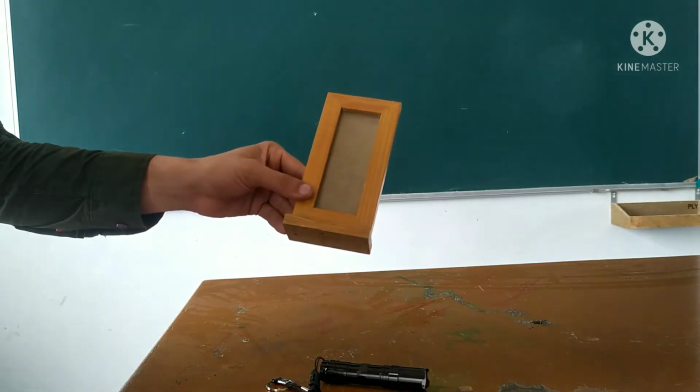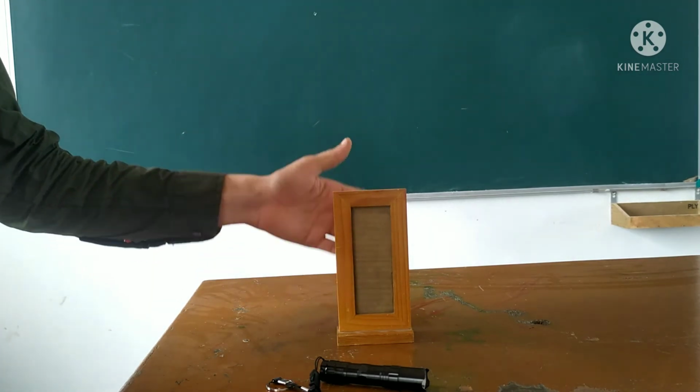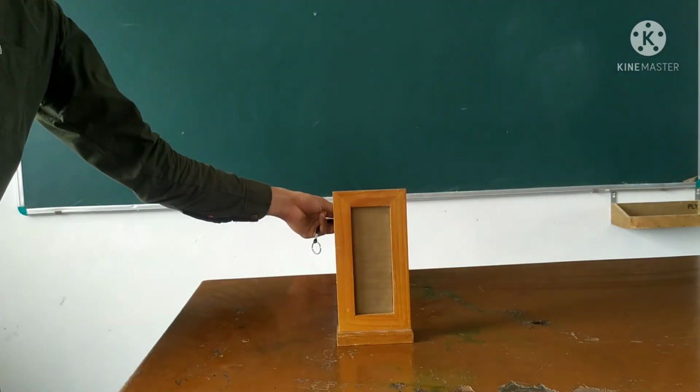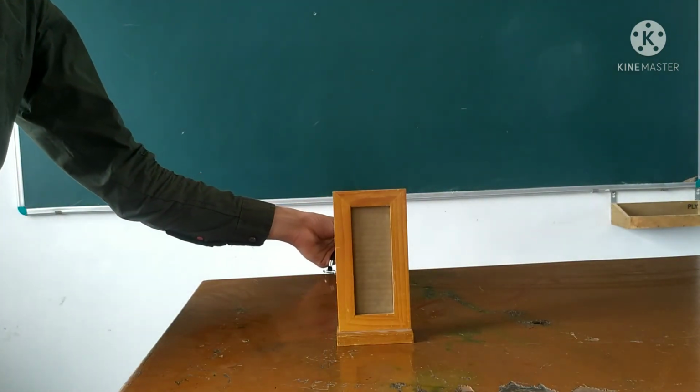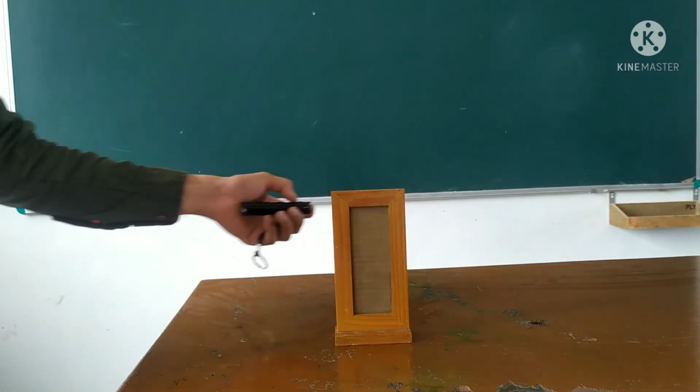Now take an opaque object and hold a flashlight once again behind the opaque object. We can see that light cannot pass through it. It means it is an opaque material.